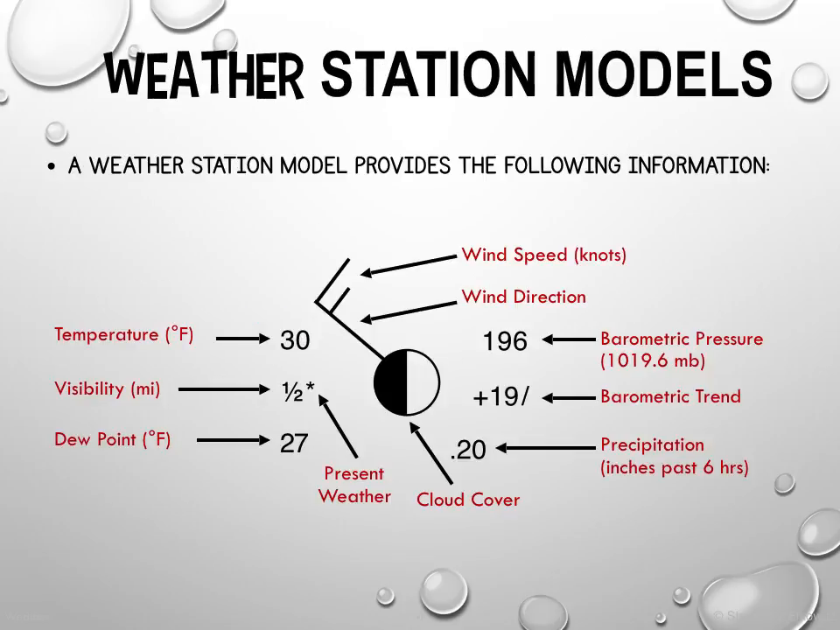This is what a weather station model would look like, and it includes all of those different factors: our wind speed and direction, the barometric pressure, the barometric trends, precipitation that has been happening in the past 6 hours, that's key, the cloud cover or sky conditions, the present weather, our visibility, what the dew point is, and temperature, and these are both in Fahrenheit. And our wind speed, remember, is done in knots, not miles or kilometers per hour.